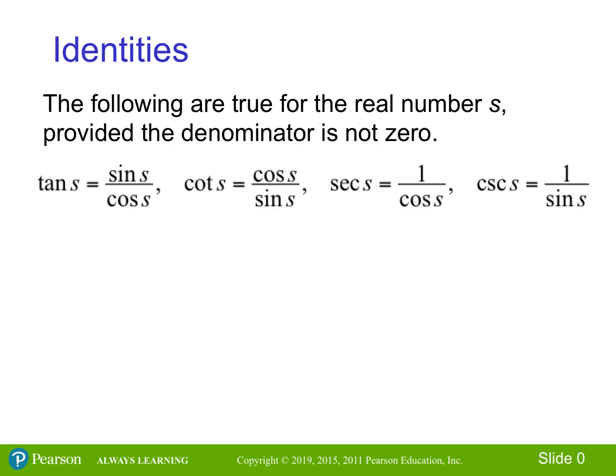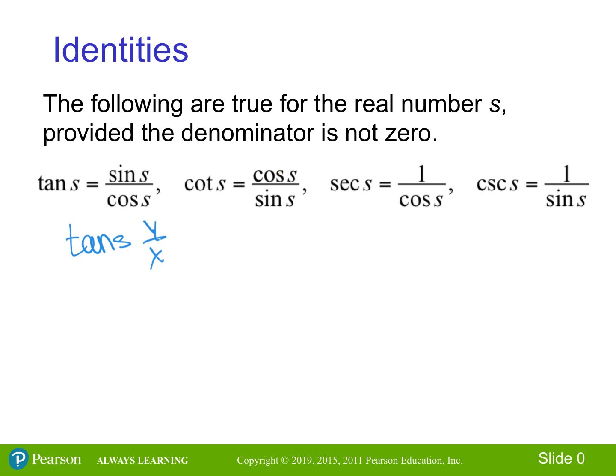Okay, now before we said that tangent of s was really equal to y divided by x. So what we're going to do now is take this y and substitute in the sine of s, and take this x and substitute in the cosine of s. So what that's going to give us is tangent is really equal to sine divided by cosine. Well, if tangent is sine divided by cosine, that means cotangent has to be cosine divided by sine because they're reciprocal functions.